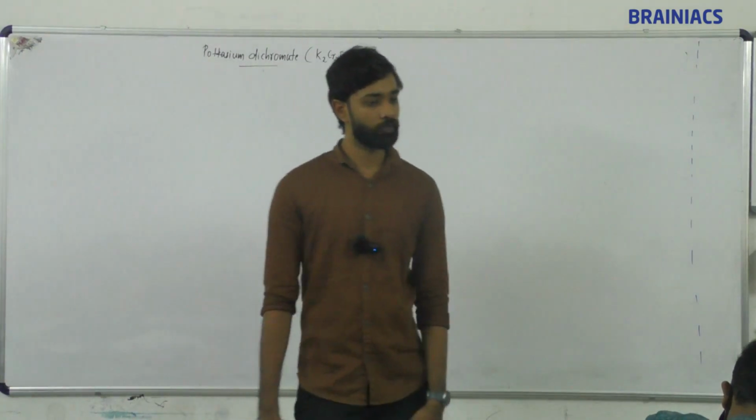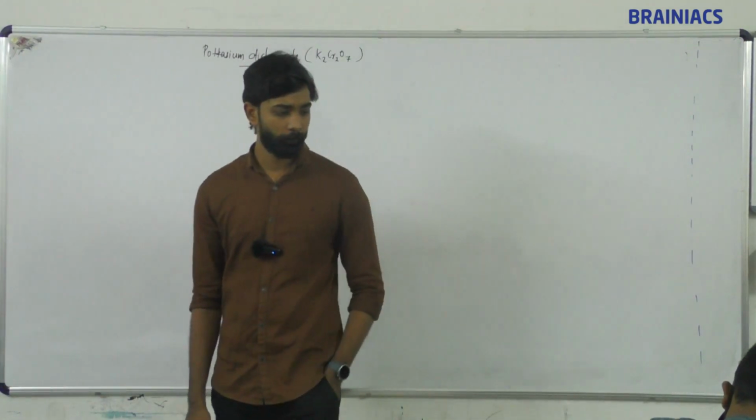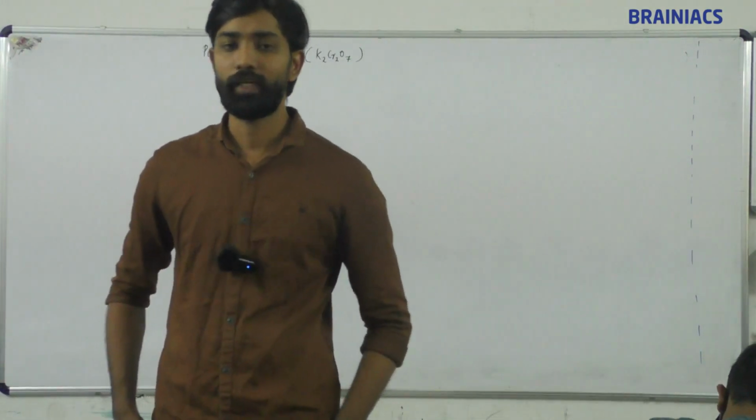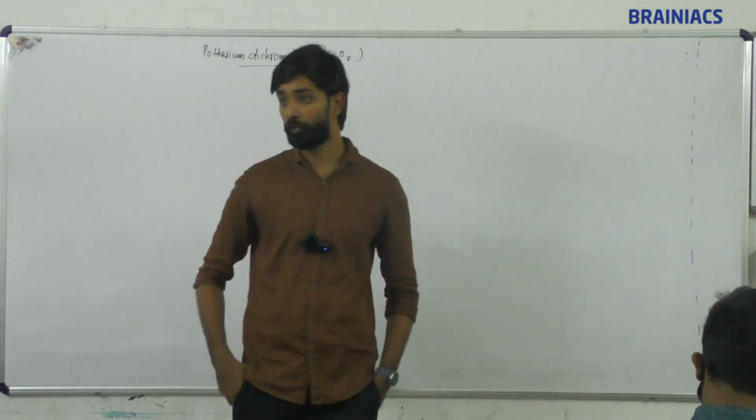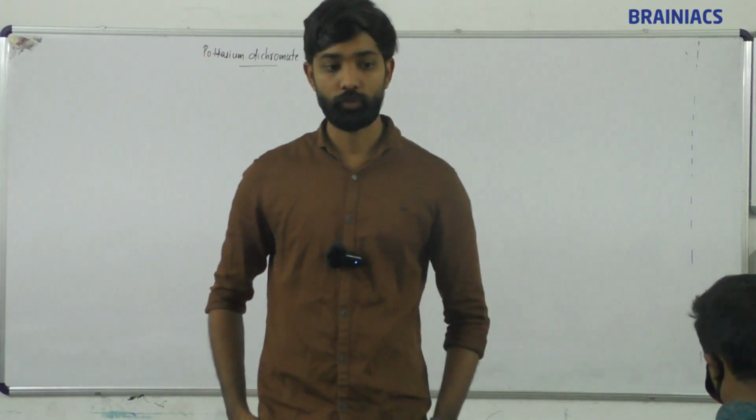Okay, ready? Relatively simple questions. Okay. So next topic, potassium dichromate. Two or more topics in your D block. Okay. Potassium dichromate, K2Cr2O7.